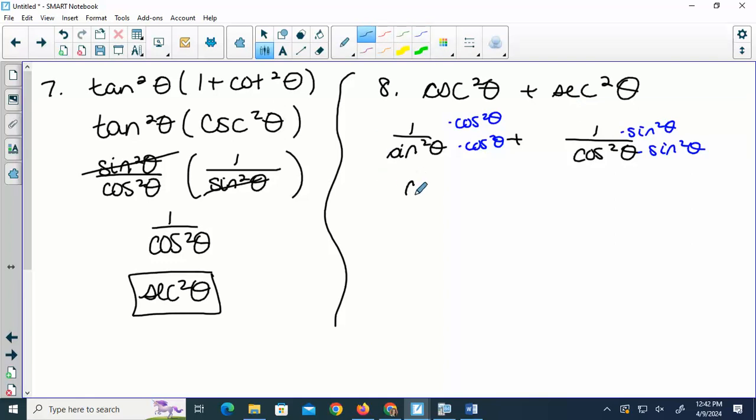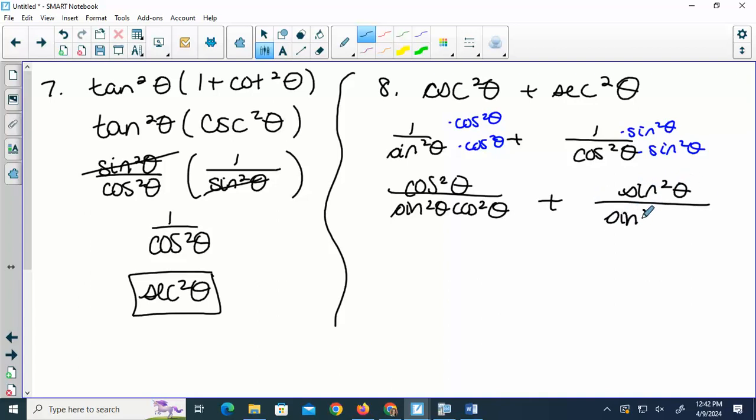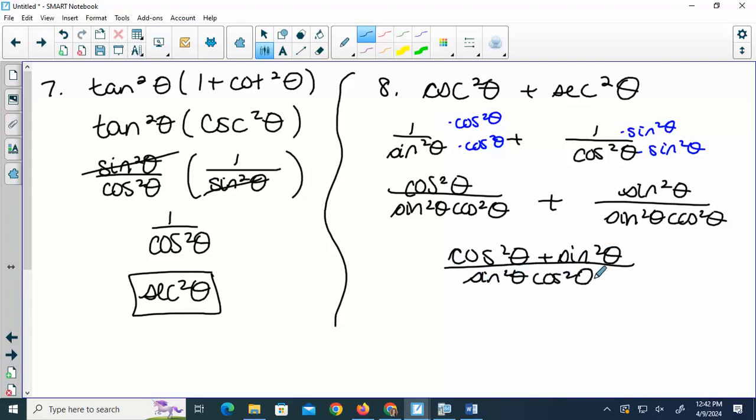So 1 times cosine squared is cosine squared, over sine squared, cosine squared. 1 times sine squared is sine squared, over sine squared, cosine squared. If your denominators are the same, then you can add them together and make one fraction. Denominator doesn't change. Cosine squared plus sine squared is 1.